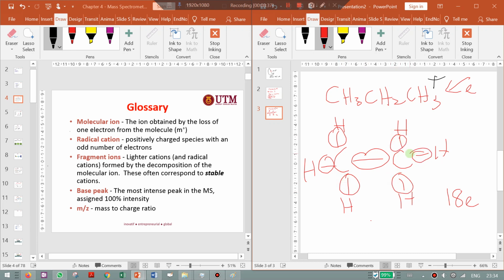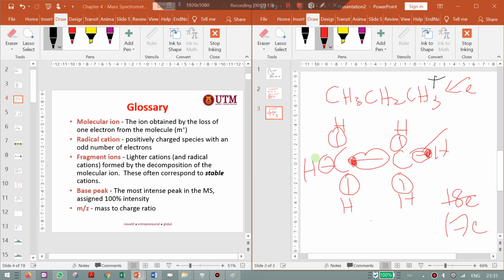What happens if you remove one electron? Of course, in the calculation we get the same number, but without one electron, it means that you cannot form a bond. Okay, imagine you steal one electron from here, you steal one electron from here, so you cannot form the bond with H. If you steal one electron from here, it means that this part cannot form bond with this part, so it's not stable.